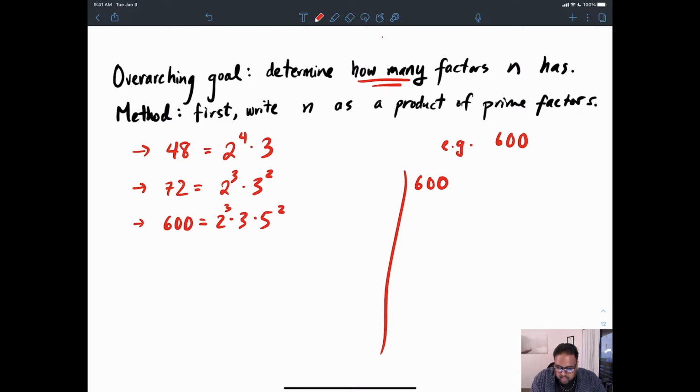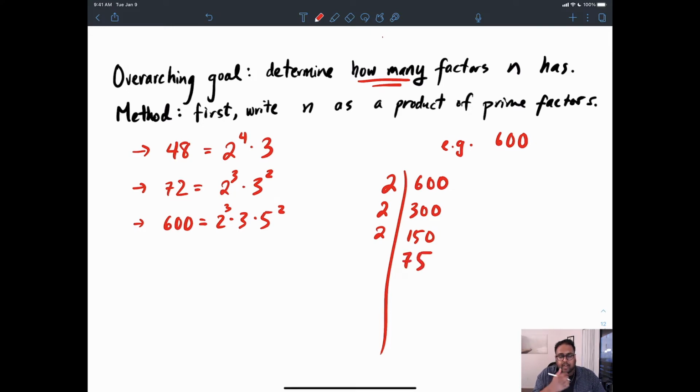What's the smallest prime number that evenly divides 600? Well, that's 2, right? So I'm going to put a 2 here. And what do I get when I divide 600 by 2? Well, what's left is a 300. I can repeat this again. What's the smallest prime factor of 300? That's 2. I divide it out and I get 150 left. What's the smallest prime factor of 150? That's still 2. But when I divide 150 by 2, I'm left with 75.